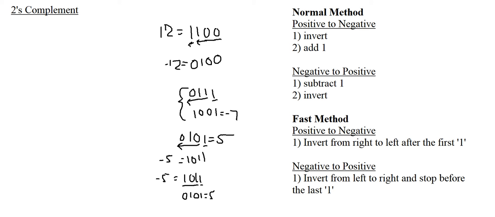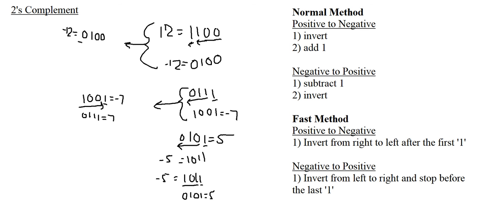If we're going to do it for 7, negative 7 is 1, 0, 0, 1. So we're going to go this way and stop at this 1. So 0, 1, 1, 1, and we're back at 7. And the same for 12, or negative 12. So negative 12 is 0, 1, 0, 0. We're going this way, we hit this 1, and we stop there. So all we invert is that first 0. And now we're back at 12.